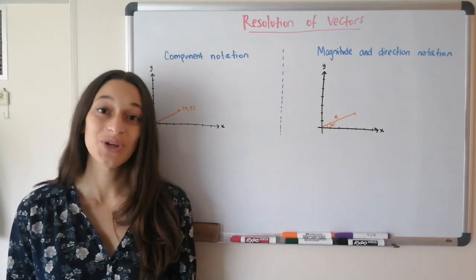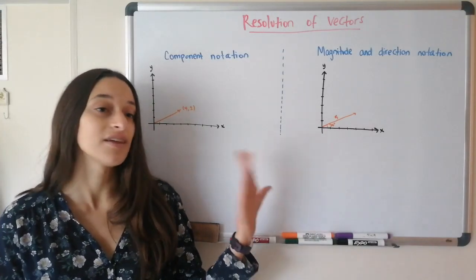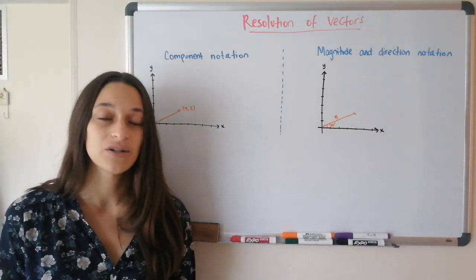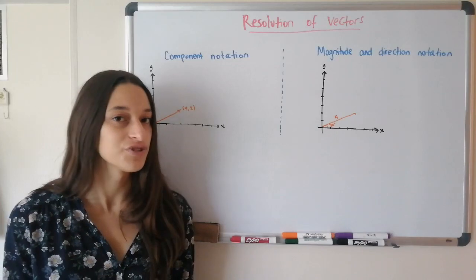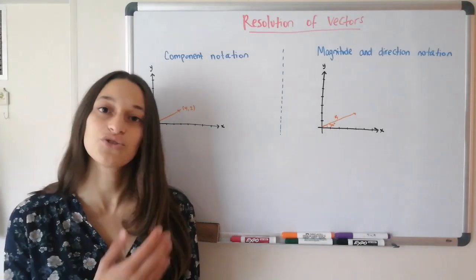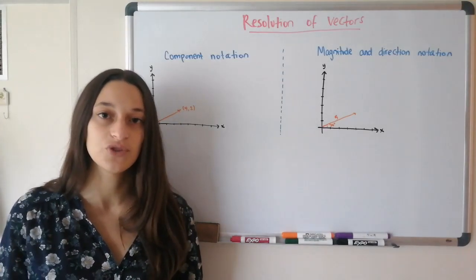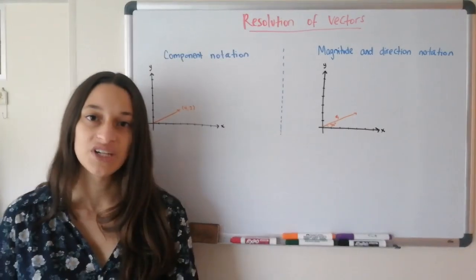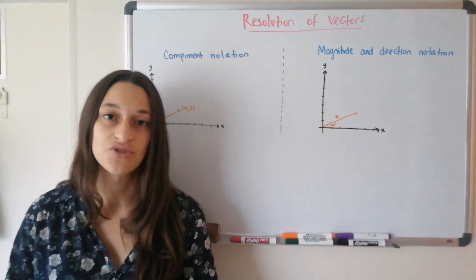Welcome back. So here I drew two vectors. They look similar, but actually their values are a little different. And right now we don't know if they're different or not because they are given in the two different notations that we can use to express vectors. So just as a reminder, we have the component notation and we have the magnitude and direction notation.